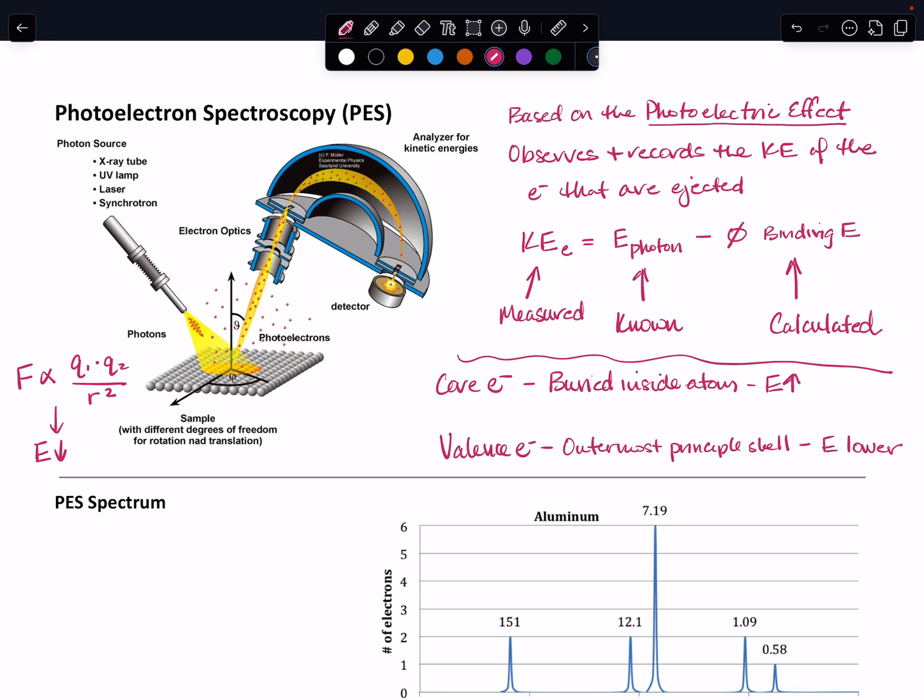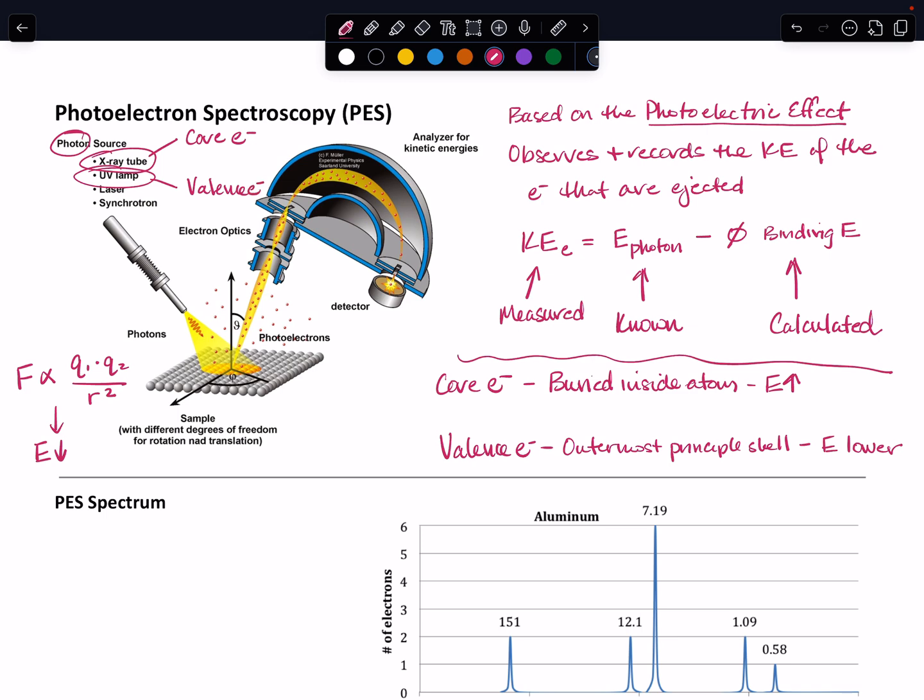If you need to eject core electrons, or electrons that are closer and closer to the nucleus, then you're going to need more energy, which is why when it comes to the photon source, you can have a bunch of different choices. You can use X-rays, which are pretty high in energy. These are going to focus on ejecting those core electrons. Or maybe you use a UV lamp, which is going to have lower energy. Maybe these look at your valence electrons.